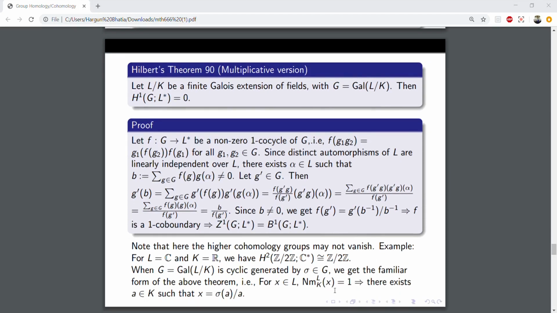Now, the familiar version people usually see in a course in Galois theory, which again follows from this version, is that if you take any element x in L whose norm L over k of x is 1, then there has to be an A in L such that x is sigma A upon A. Similar to the additive version, only thing is that you just write everything multiplicatively. So in place of trace you have norms and so on.